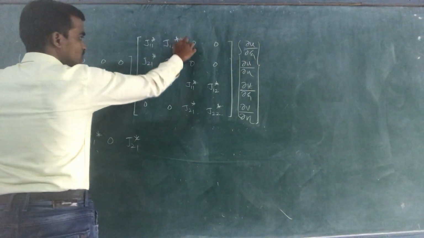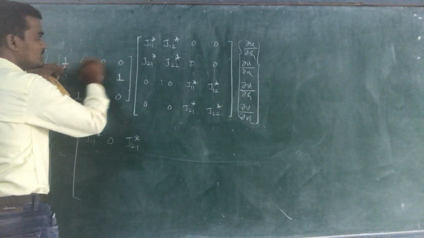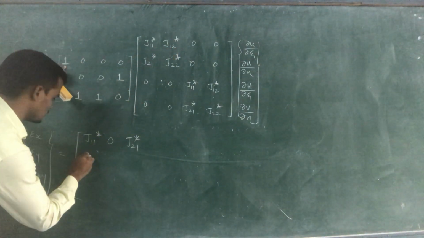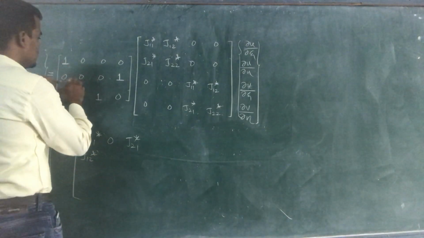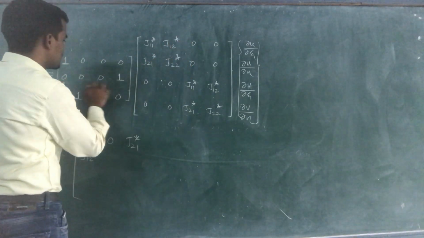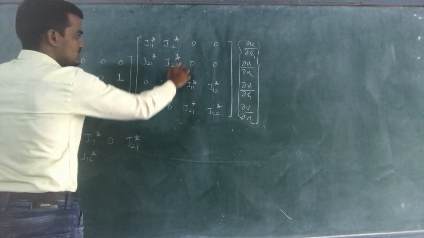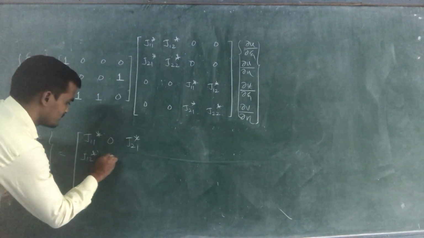First row into second column. Now, first row, remaining three terms are 0. So 1 into this, J12 star. So J12 star will become here. Then second row into this second column. So second row, first three terms are 0. Also here, last term is 0. So 1 into 0, 0. So it will become 0.